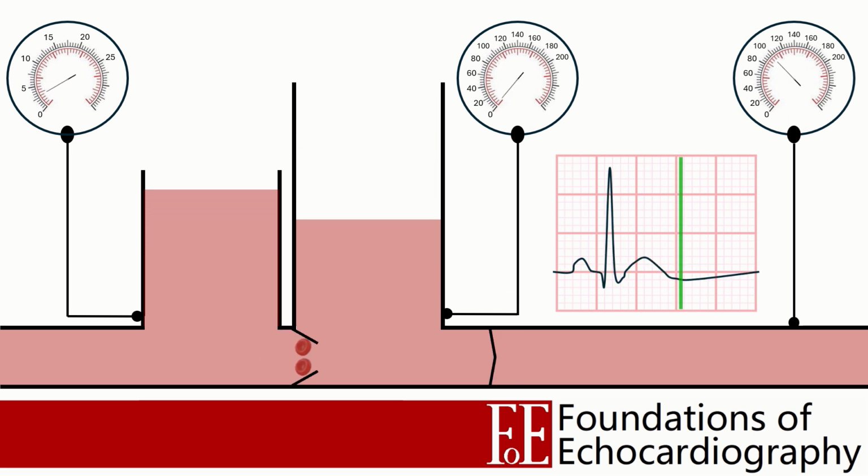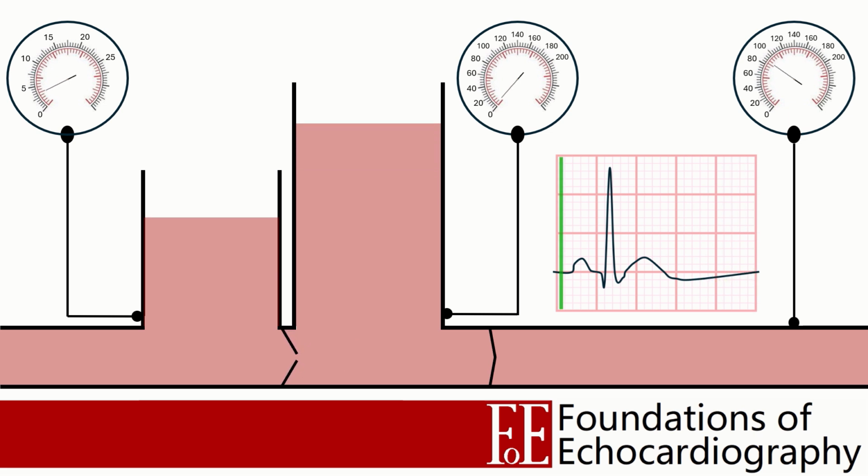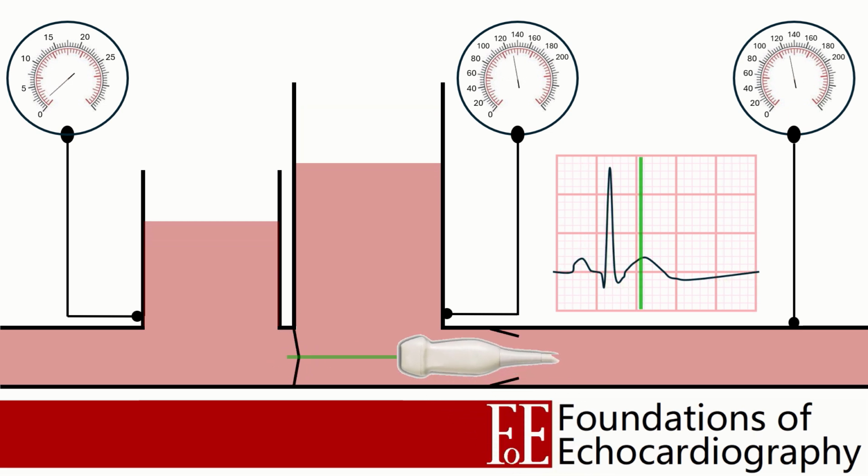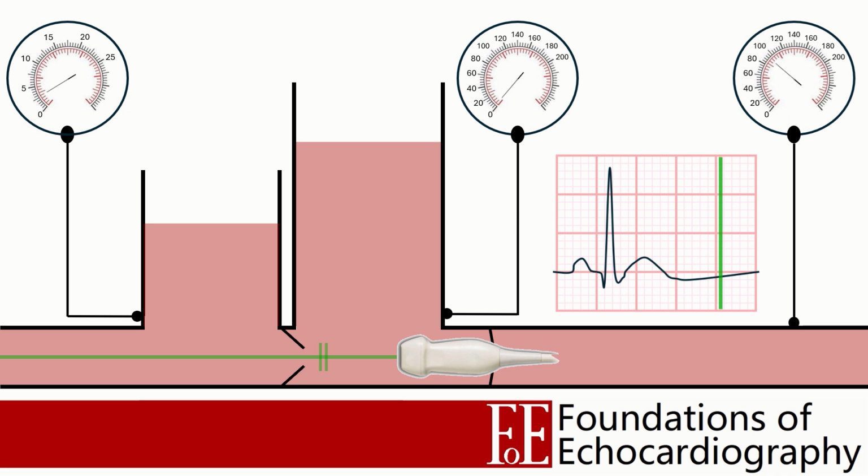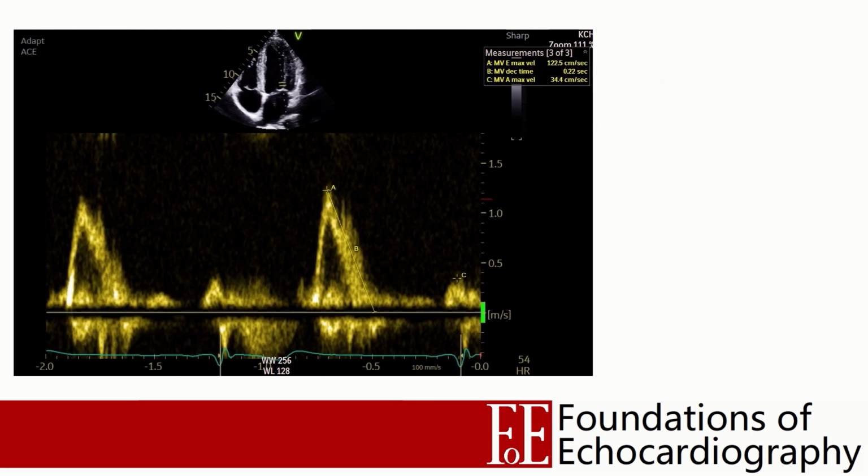We typically assess LV filling from the standard apical four-chamber view. We use pulsed wave Doppler, and we place our sample volume level with the tips of the mitral valve when the valve is open. In healthy individuals with a structurally normal mitral valve, it's usually relatively easy to align the ultrasound cursor with the flow of blood. So this is the inflow trace obtained from our healthy patient.